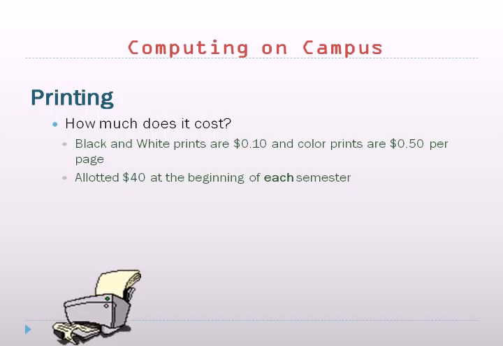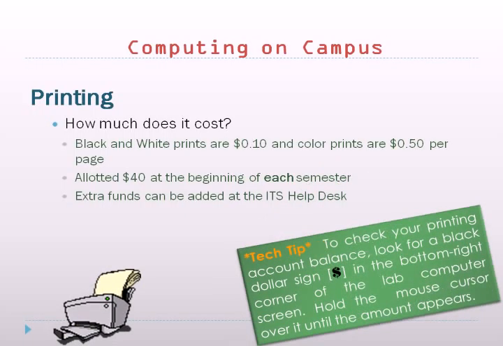If you use all of the money on your printing account, you may add as much as you need by going to the help desk in your library. Only cash is accepted for printing payment. To check your print account balance, in the lower right-hand screen of any campus computer, you will see a black $ sign. Hold your mouse cursor over the $ sign and you will see your account balance pop up on the screen.